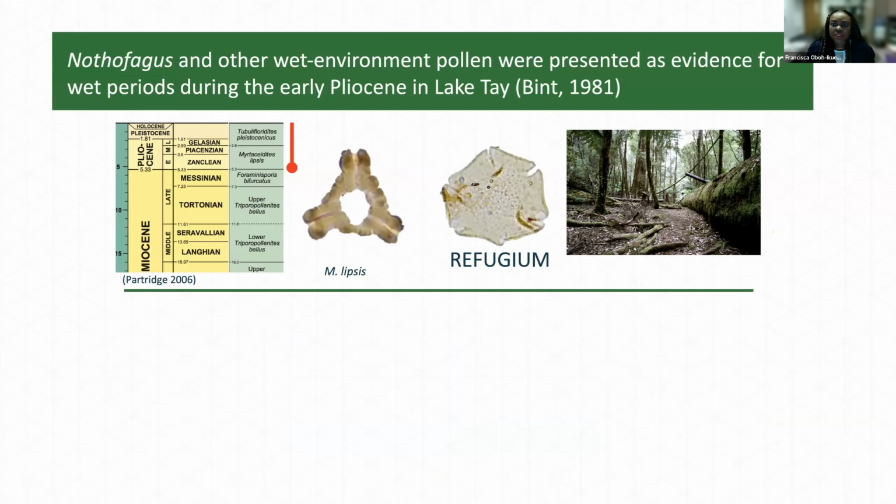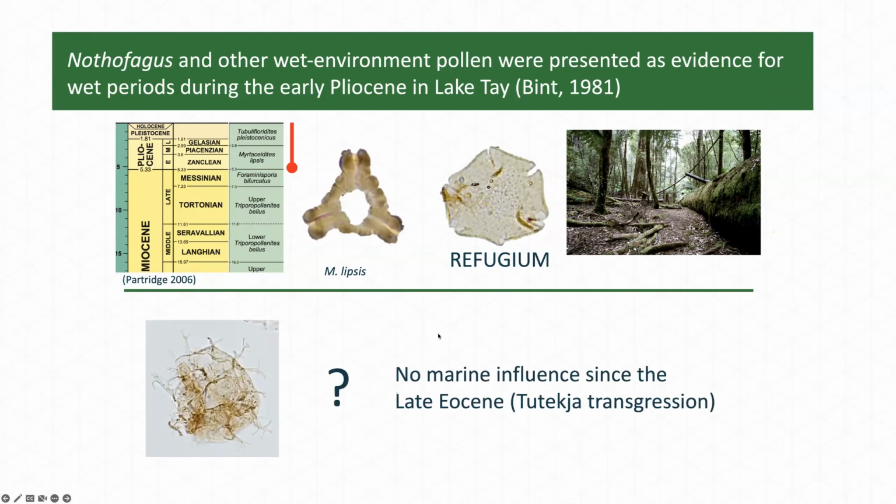In 1981, Bint actually noted that there were freshwater environments during the Pliocene because he found some well-preserved palynomorphs of freshwater affinity. He suggested there was a refugium during that time. So this was the Metasidites lipsis zone, which we found in our sediments. But we think that it was actually reworking that he found. And of course, there was no marine influence since the late Eocene.